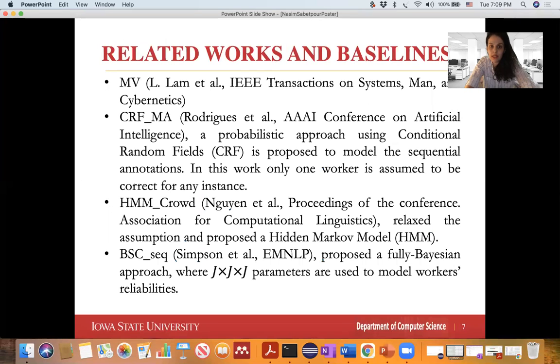Here is the list of our baselines that we compare our work with: majority voting, CRFMA, which is a probabilistic approach, HMM crowd, which relaxed the assumption and proposed a hidden Markov model, BSC-SIG that proposed a fully Bayesian approach.